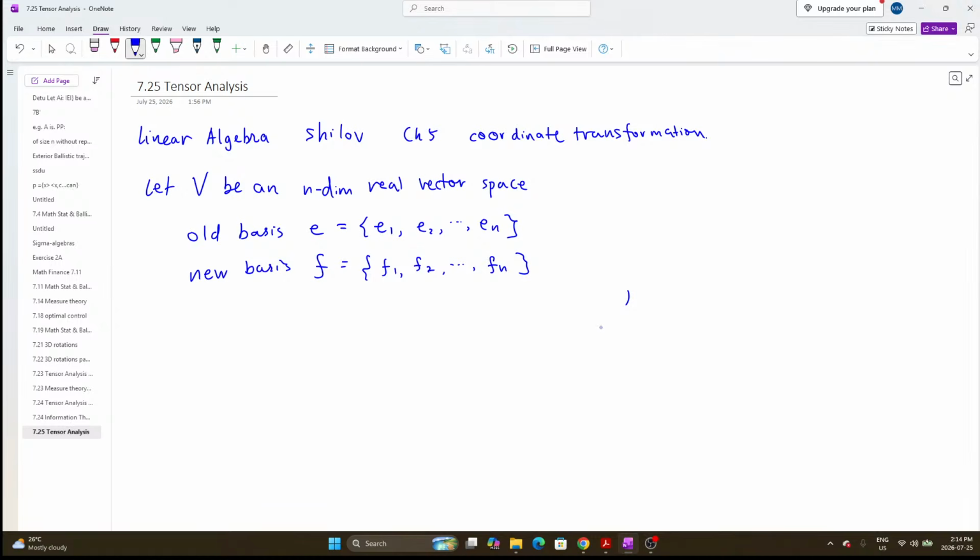So anyway, coming back to two bases. You have basis E and basis F. We're saying you can expand the new vectors in the old basis. Expand Fi in terms of the original basis.